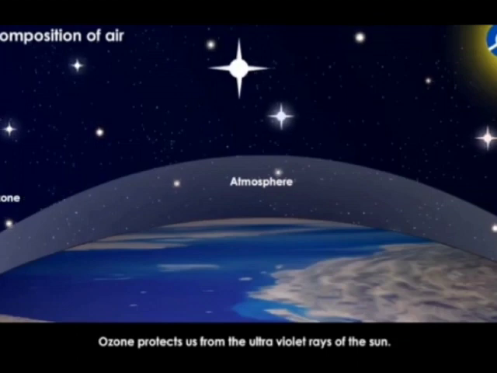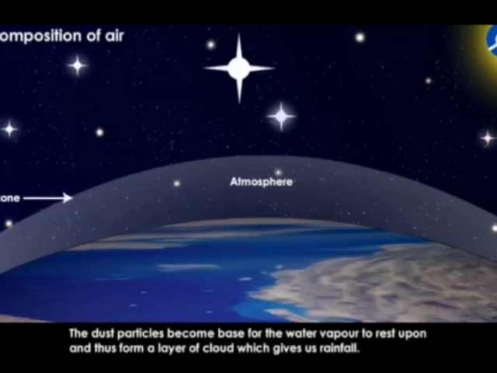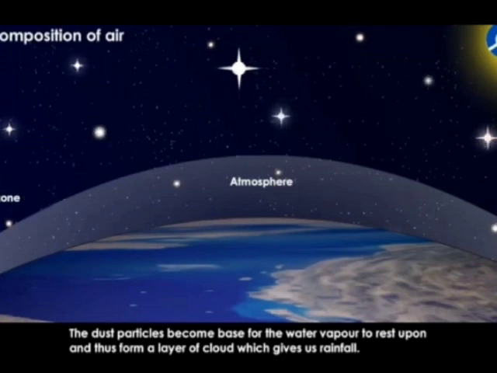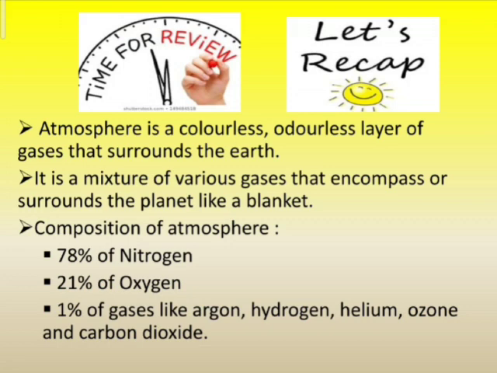Ozone protects us from the ultraviolet rays of the sun. The dust particles become base for the water vapor to rest upon and thus form a layer of cloud which gives us rainfall. The heavier gases, such as oxygen, are concentrated in the lower layers of the atmosphere along with the water vapor and dust particles.